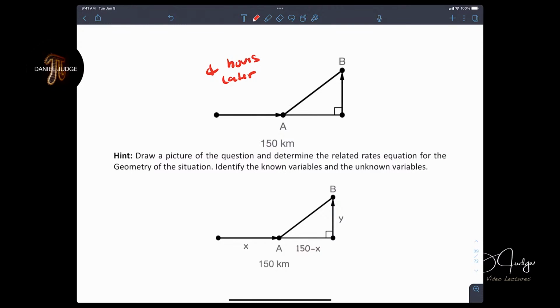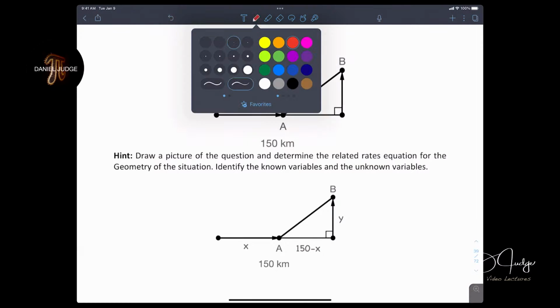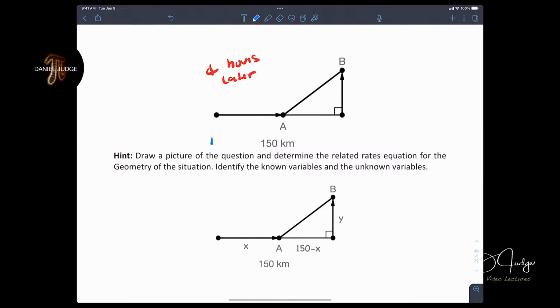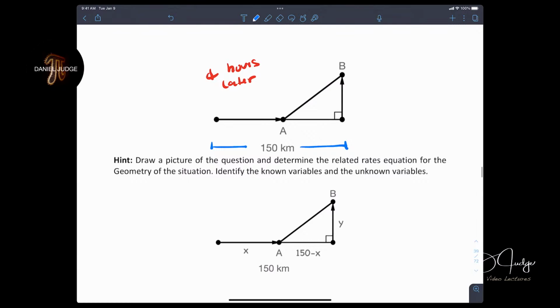So 4 hours later, the original distance here, what I want to say was 150 kilometers. I'm going to call this variable y for ship B. Okay, so this is what I'm going to call this.